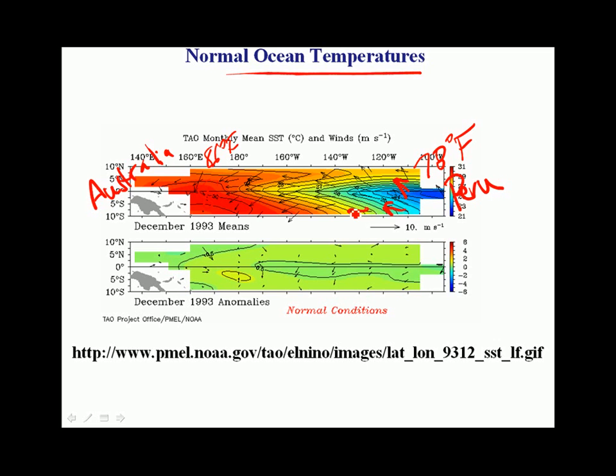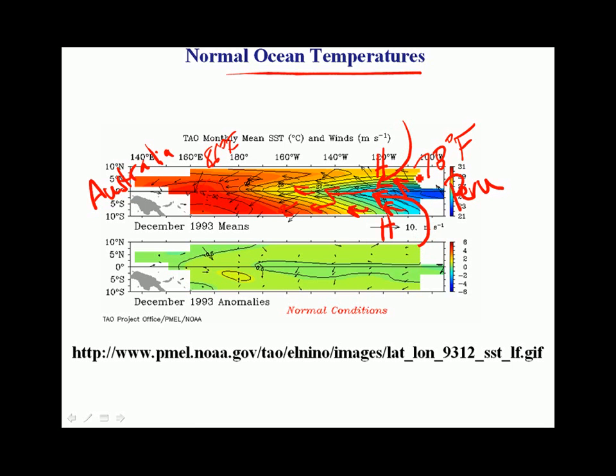Also notice these arrows. These arrows indicate surface winds. And remember, in a normal condition, we have high pressure sitting in the northern hemisphere and southern hemisphere. Winds in the northern hemisphere are clockwise around high pressure. In the southern hemisphere, they're counterclockwise, and so the winds are moving the water slowly westward.